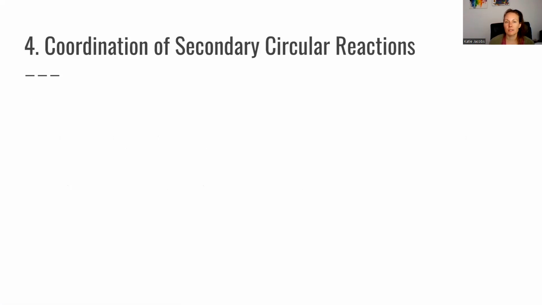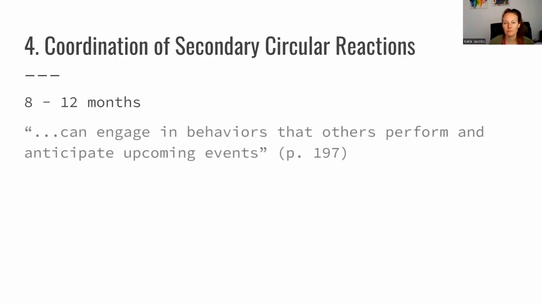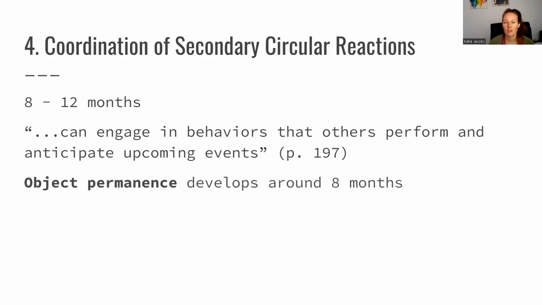Then we have substage 4, which is coordination of secondary circular reactions. This is from 8 to 12 months. And this is when they can engage in behaviors that others perform and also anticipate upcoming events. Object permanence is part of this stage, and this typically happens around 8 months. This is really interesting because this is when children realize that things exist even when they don't see them anymore. And although Piaget said it developed around 8 months, there are a lot of other researchers that indicate that it happens a lot earlier.